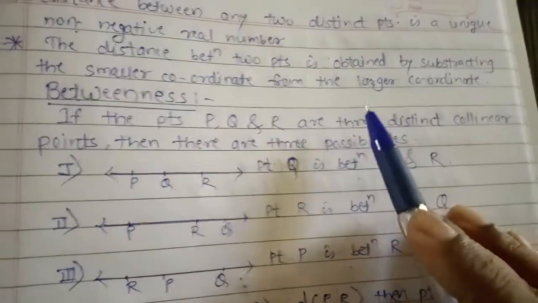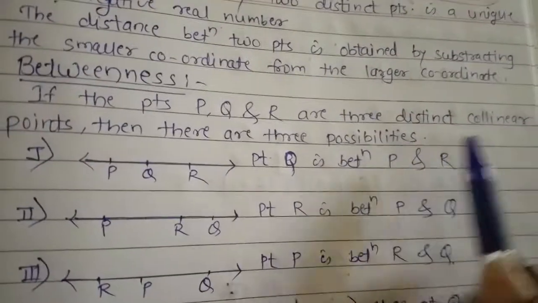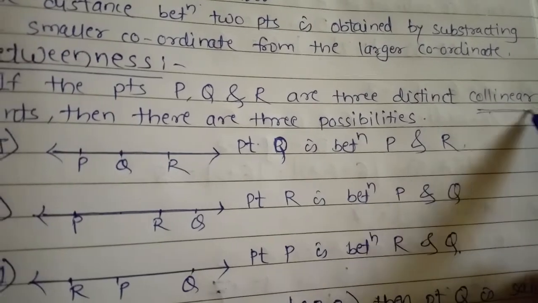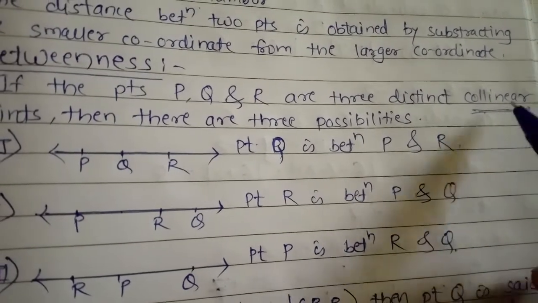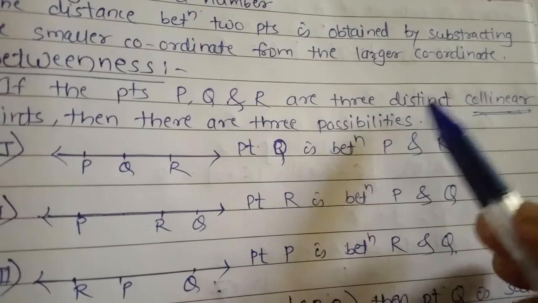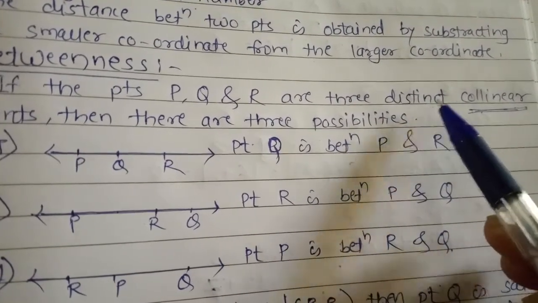If the points P, Q, R are three distinct collinear points. So see the meaning of collinear. Collinear means what? The points which are on the same line are called collinear. And what is the meaning of distinct? Distinct means different.